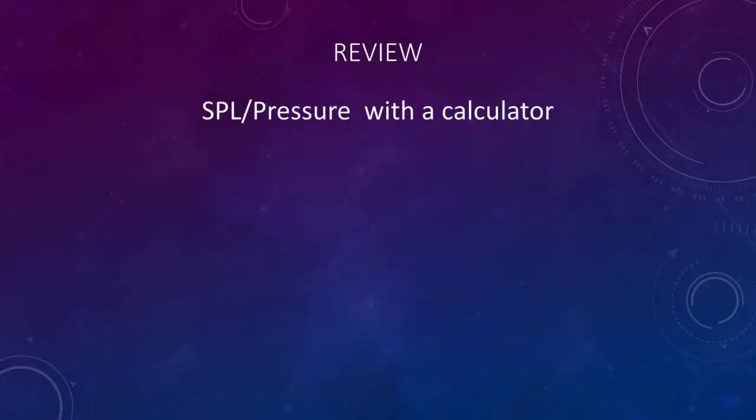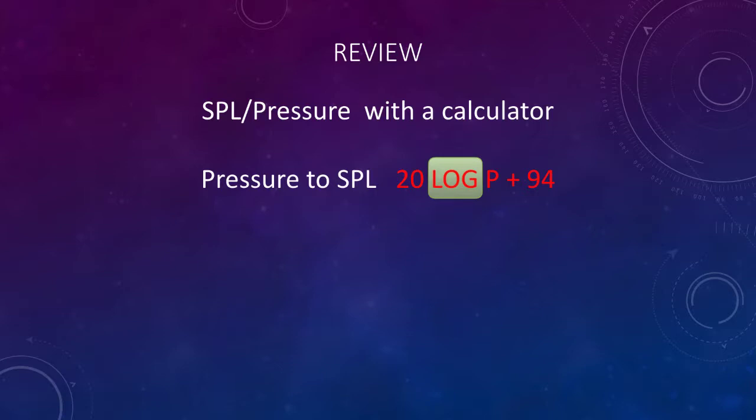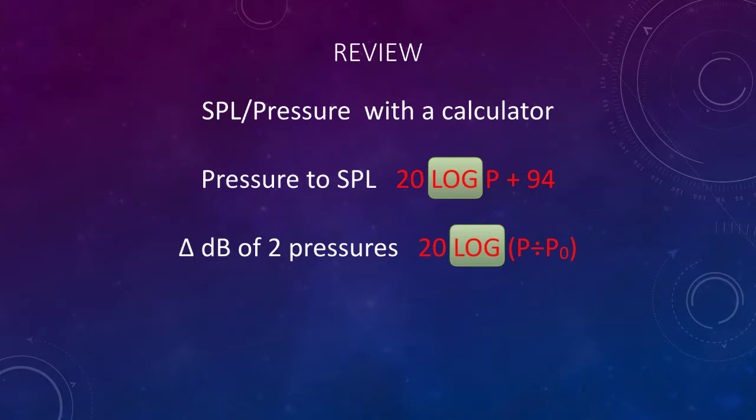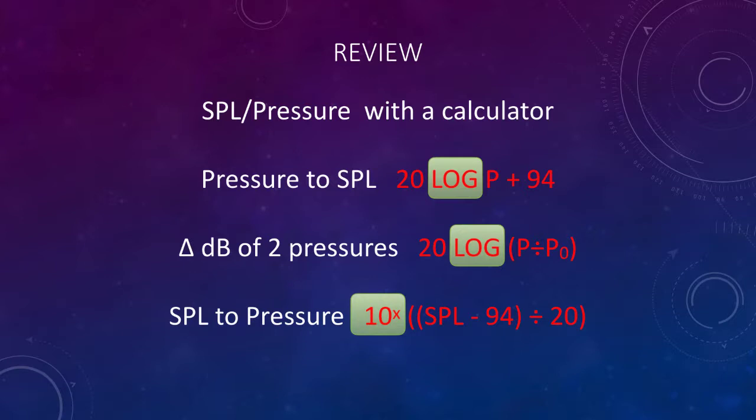To review, finding SPL or pressure with a calculator. To go from pressure to SPL, use 20 log P plus 94. You may need parentheses around log P. If comparing two pressures and want to know the dB difference, use 20 log parentheses P divided by P0, close parentheses. To find pressure given your dB SPL, use the 10 to the x key, parenthesis, SPL minus 94, close parenthesis, divided by 20, close parentheses.